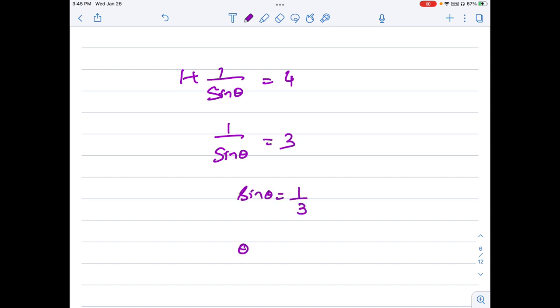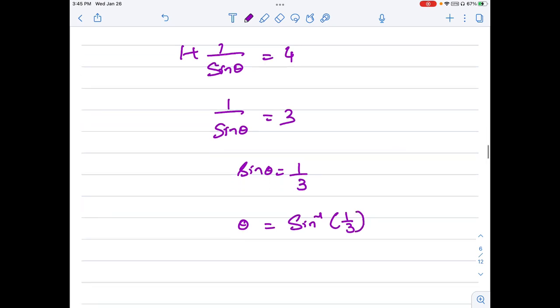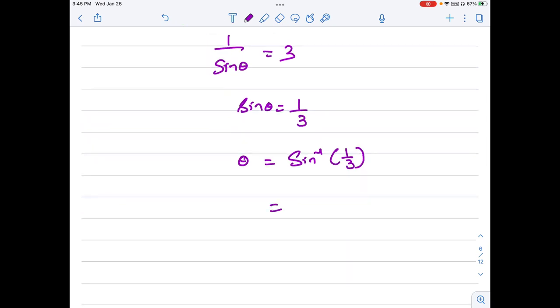So theta equal to sin inverse 1 upon 3. So sin inverse 1 upon 3 is nothing but what? 19.5. Another angle, how do I get it out? 180 minus 19.5. So which is nothing but what? 160.5. So angles are 19.5, 160.5.